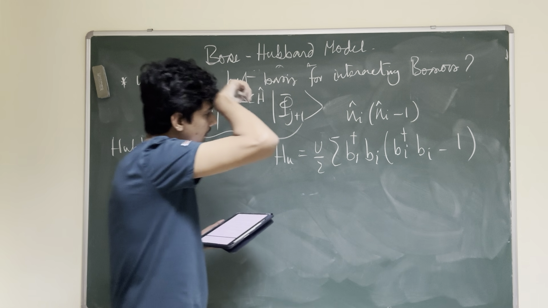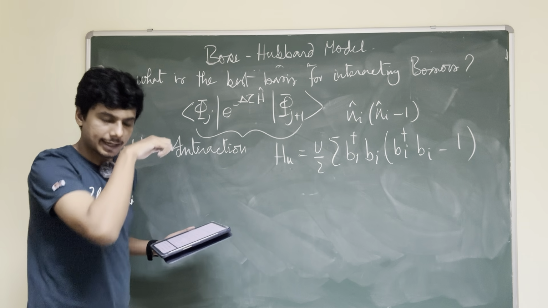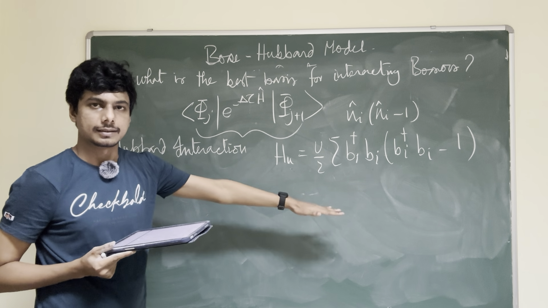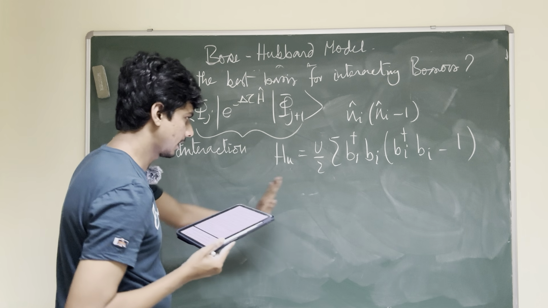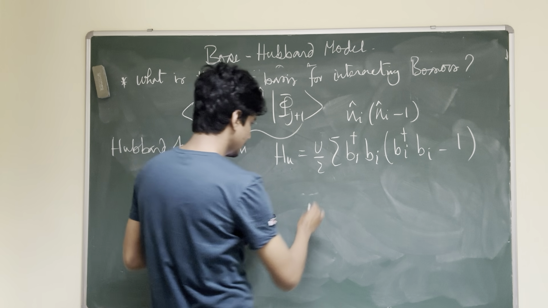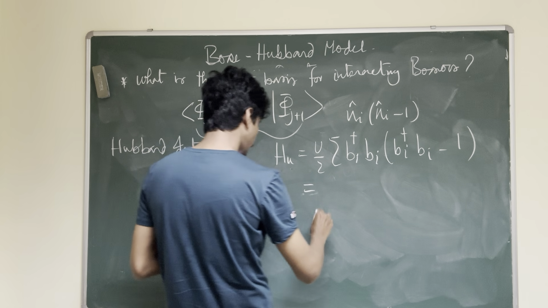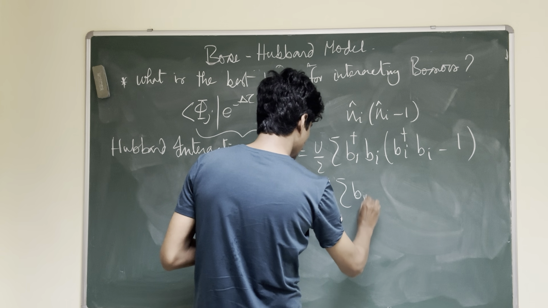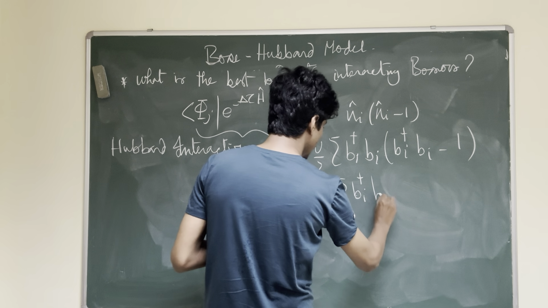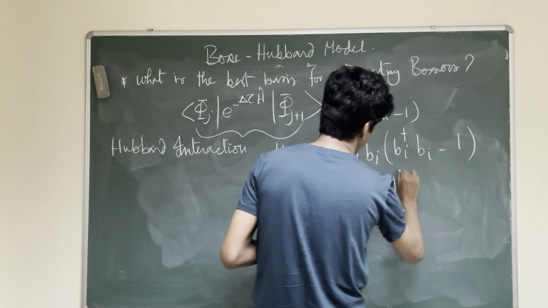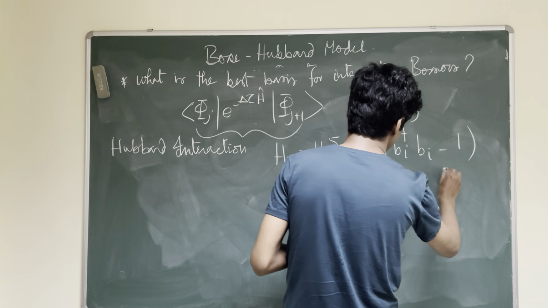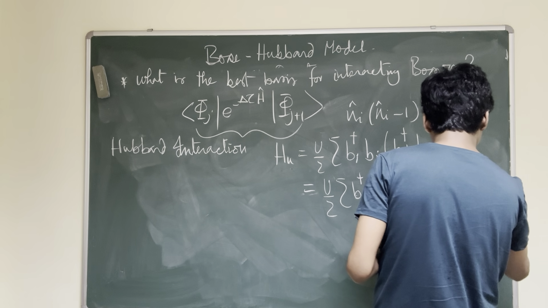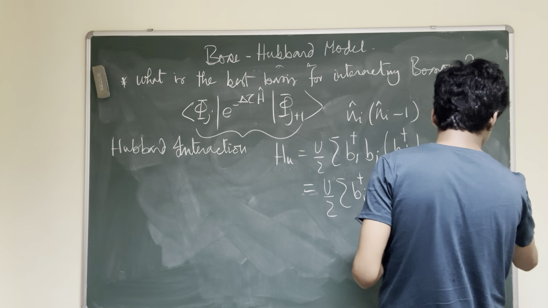So how do I normal order this operator and get a quartic term in the interaction case? That's what I'm going to do, not going to calculate. So it looks like something U by 2 Bi dagger Bi dagger Bi Bi minus U by 2 Bi dagger Bi.